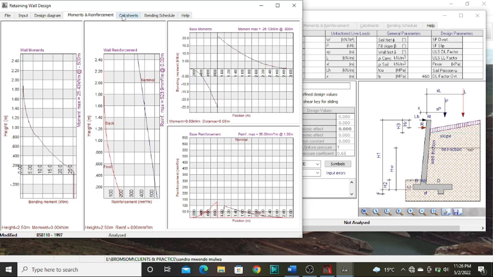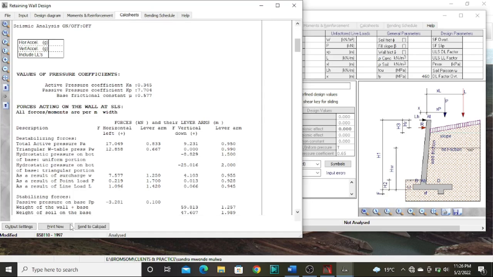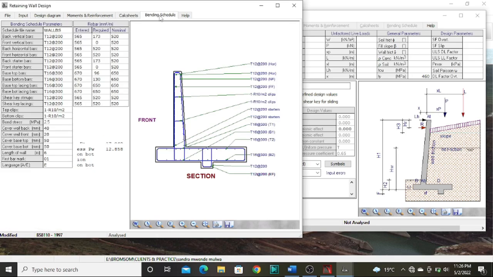And also from there, you can proceed to calculation sheets. At this section, you can go to output settings, and you determine what you want to appear on your calculation sheets. But before you go to calculation sheet, we normally go to the bending schedule so that we are able to observe our bars and how we are going to fix them on site.